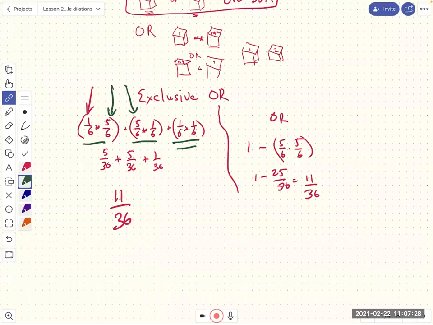What's the simpler way of doing it? So the simpler way of doing it is saying the complement of getting at least a 1 or 2 is getting neither a 1 or a 2 on the roll. And what are the chances of that? Well, 5 out of 6 chances you don't get the 1, and 5 out of 6 chances you don't get the 2 on the other die. So you multiply those together and subtract, and you see that you get 11/36 for both.